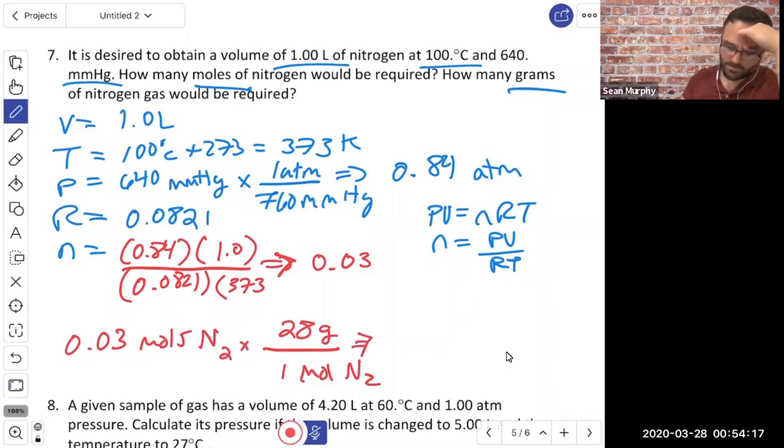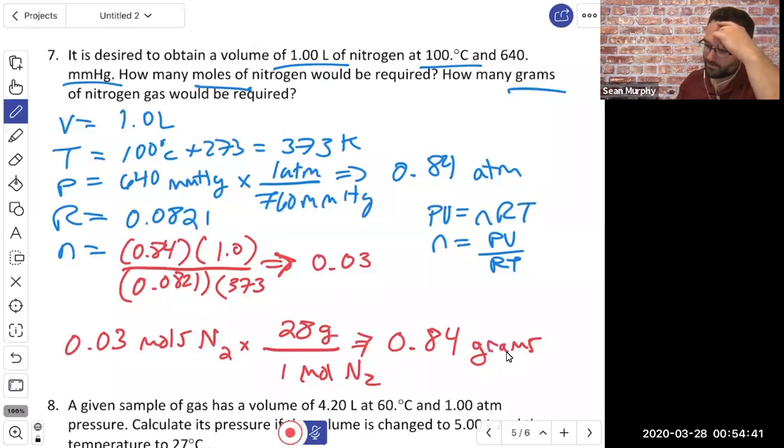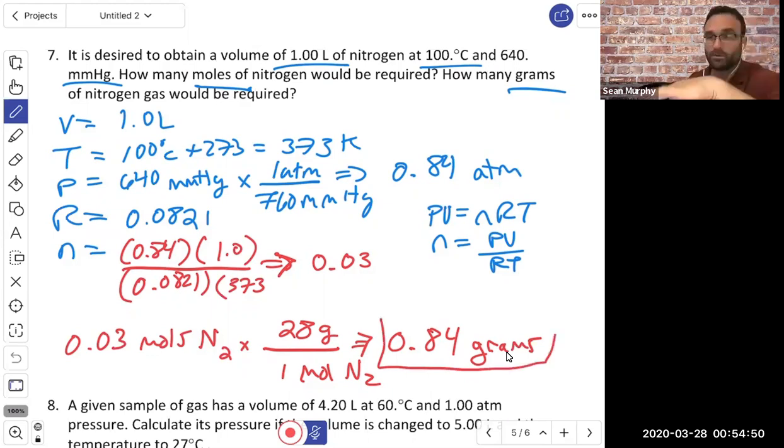0.03 times 28. That was crazy. We're going back to 0.84. This was just a quirk, but 0.84 atmospheres and 0.84 grams have nothing to do with each other. Don't even look at it. Don't even look at the 0.84 atmospheres. Spooky how the numbers work sometimes.